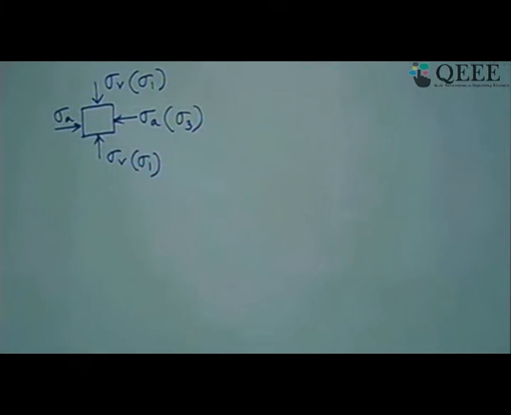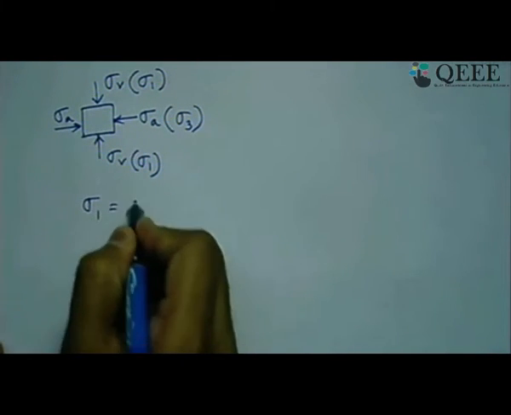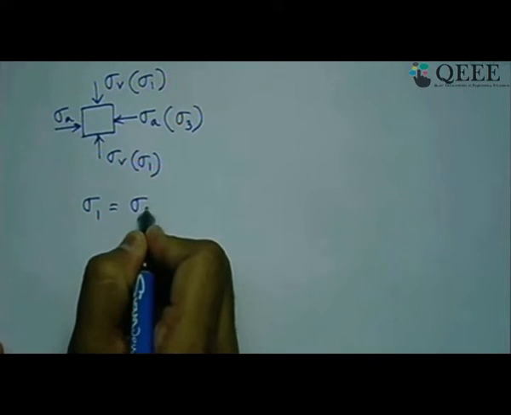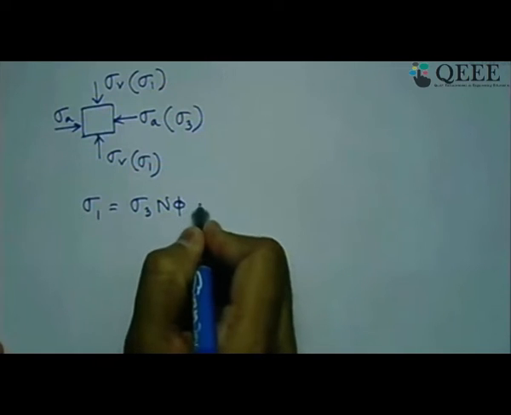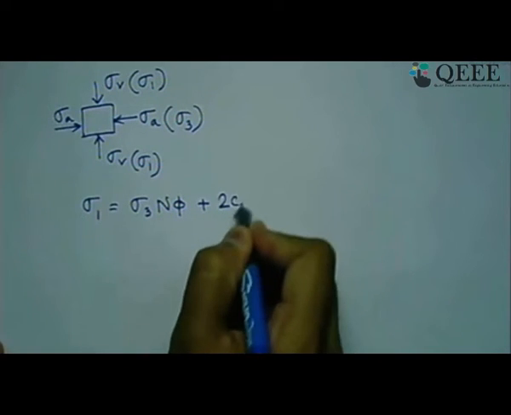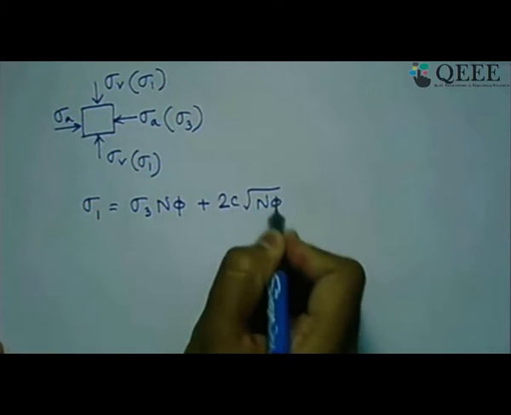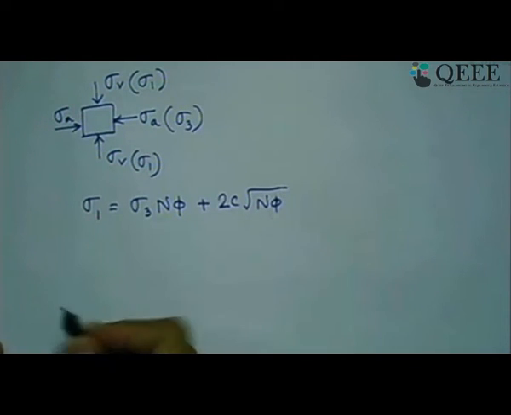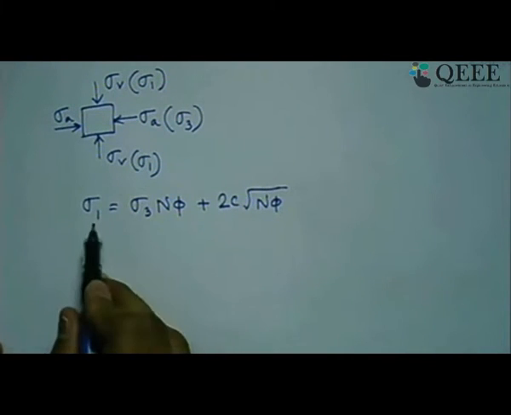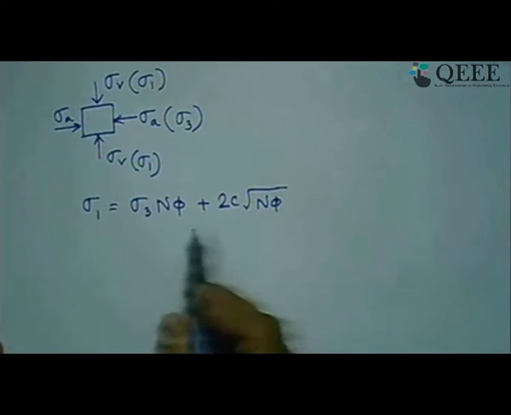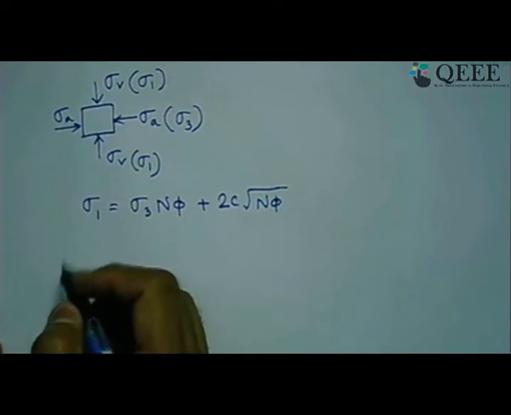So based on that, the relationship between major principal stress and minor principal stress is given by the Mohr circle theory, and from that we can write that sigma 1 is equal to sigma 3 N phi plus 2c root N phi. This is from the concept of the Mohr circle, that from our solid mechanics course itself we know very well the relationship between major principal stress and minor principal stress when there is cohesion present.